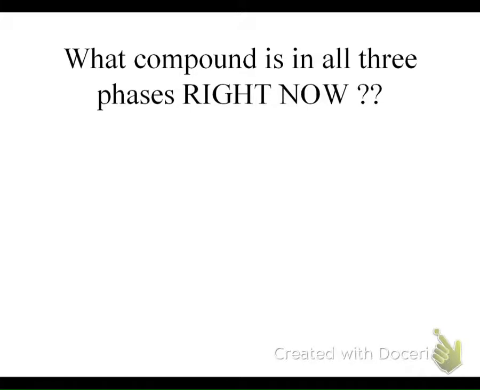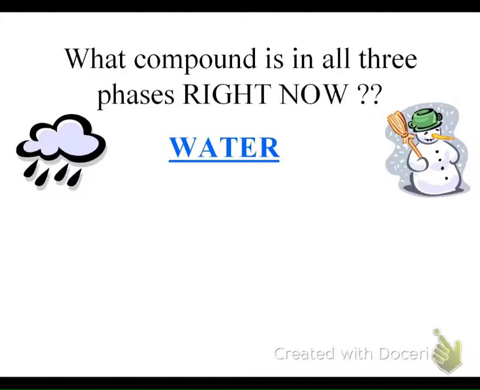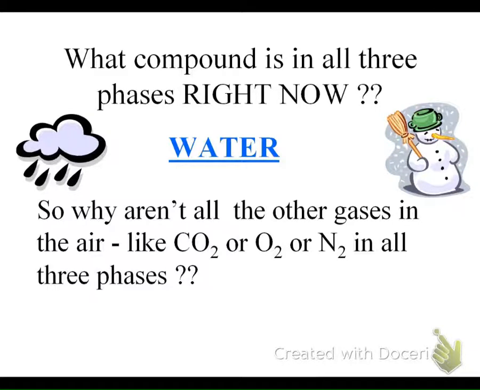So what compound is in all three phases right now? I want you to think about it, especially in terms of our atmosphere. What compound is in all three phases? So the answer is water. Water is in all three phases, and the reason why water is in all three phases, unlike carbon dioxide, oxygen, or nitrogen, is that the temperature is optimal for water to be in all three phases.